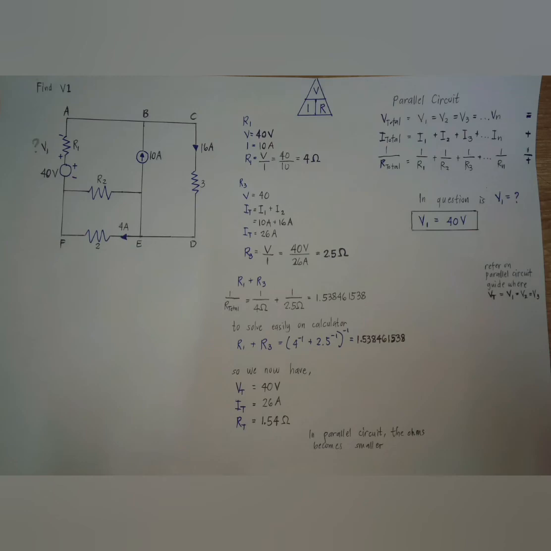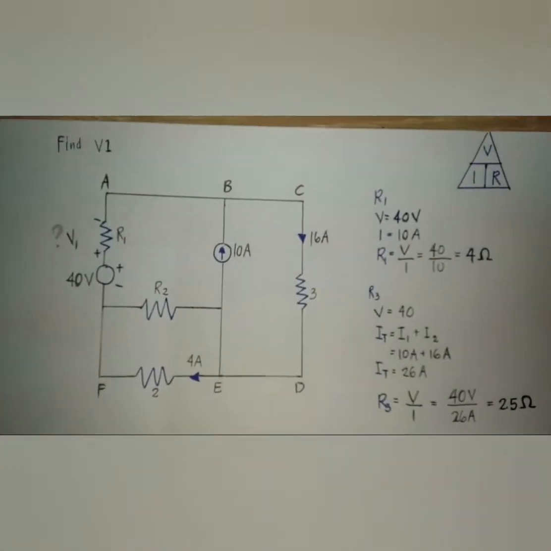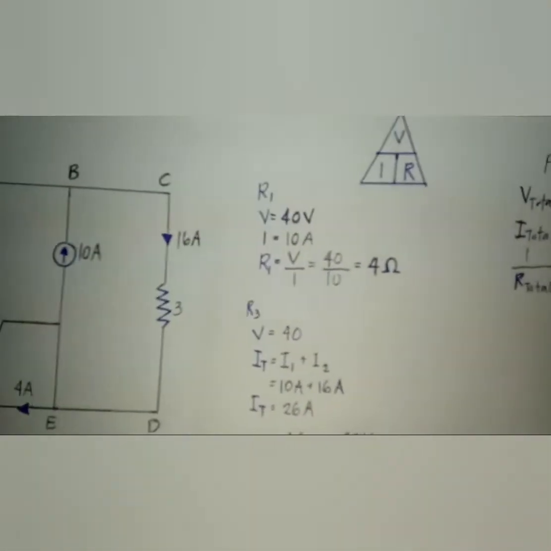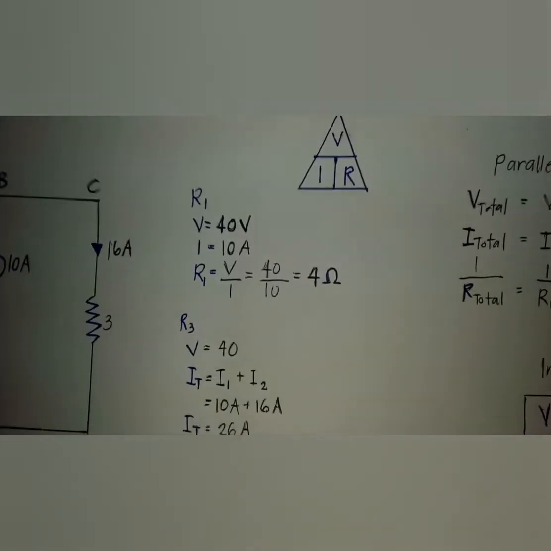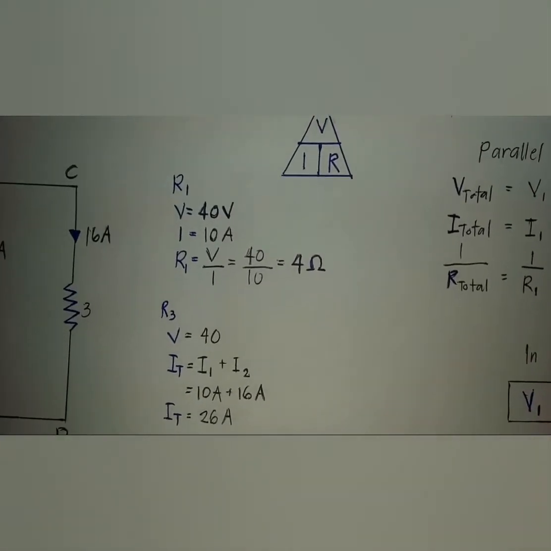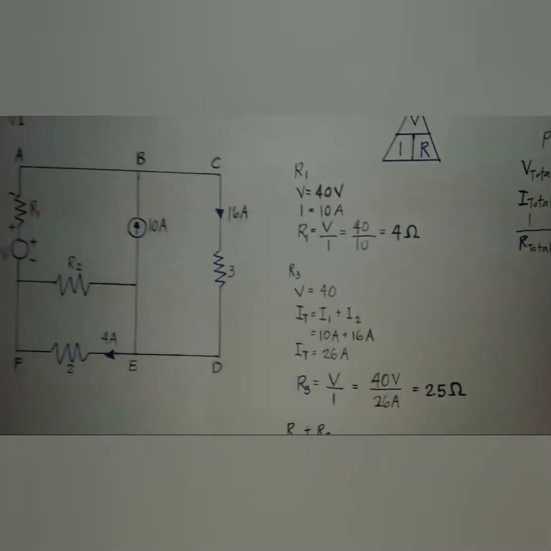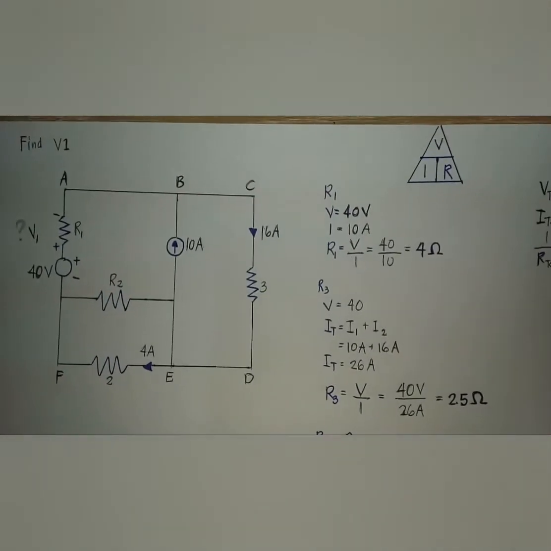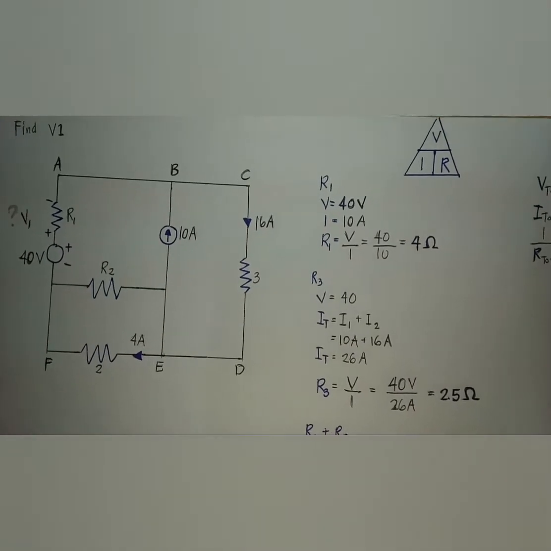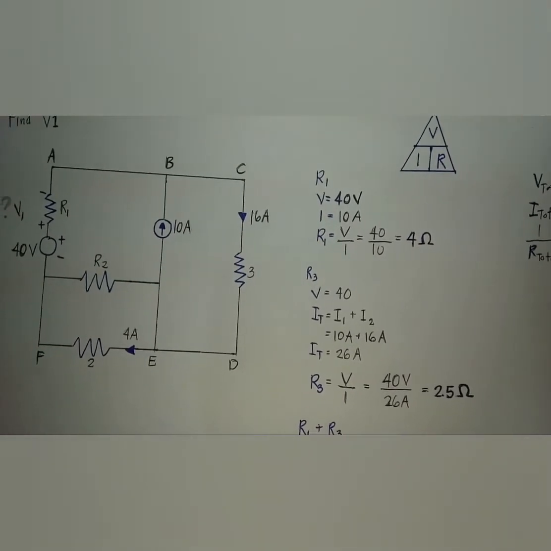First, we will find the value of R1 and R3 before we find V1. So I indicated here the VIR for guide. To find R1, V is 40 volts, I equals 10 amperes, and R1 would be V over I equals 40 divided by 10 equals 4 ohms.